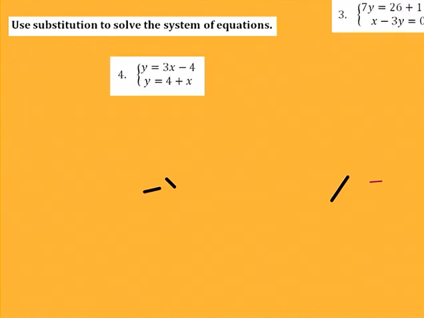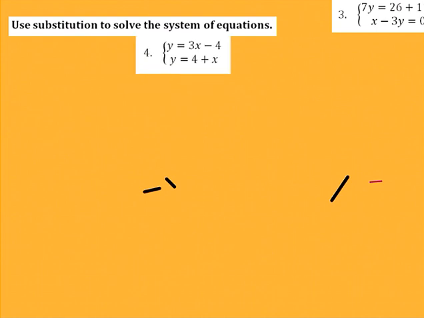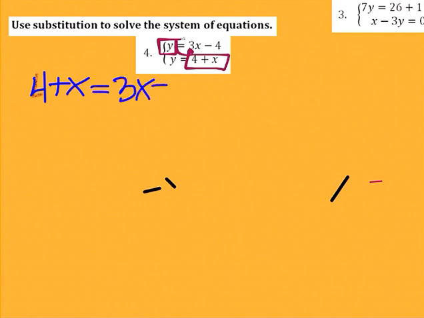Since they're both solved for y, we're just going to still do substitution, but it's going to end up looking a little different. y is equal to this, so I need to substitute it into the y up above. When I substitute that in on that side, I'm going to get 4 plus x is equal to 3x minus 4. The first thing I want to do is get my x's on the same side.